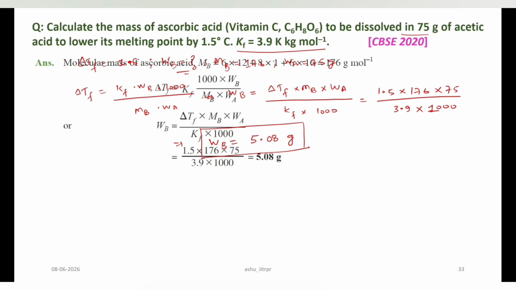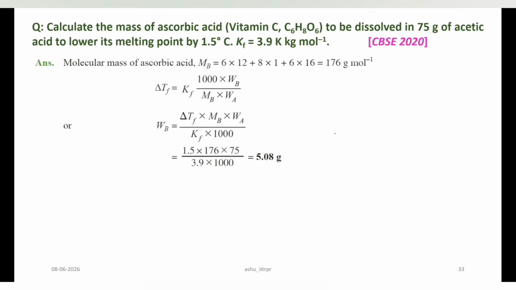So 5.08 gram is the correct answer. This question has been asked in CBSE 2020. I think one more time, maybe in 2015 or 2016, this question was there. Important question.